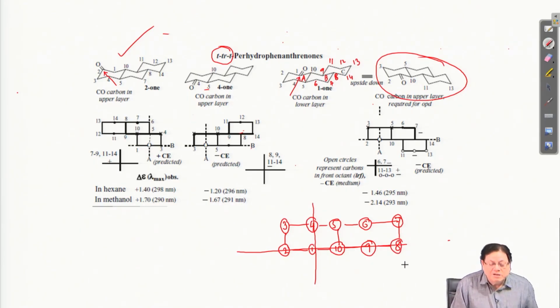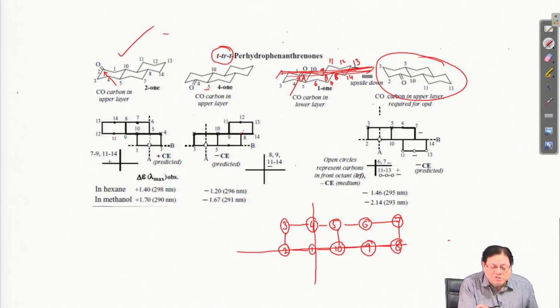Now, there is another interesting feature of this molecule, which can be understood by looking at the molecule. When you divide the space around the carbonyl into the rear and the front octants, the plane that divides it into rear and front is basically this plane, the plane which is going through this.